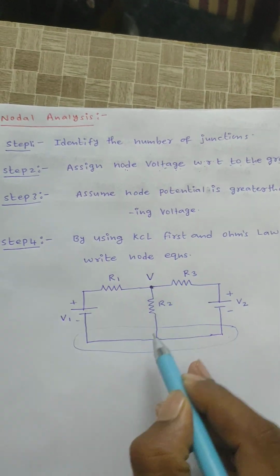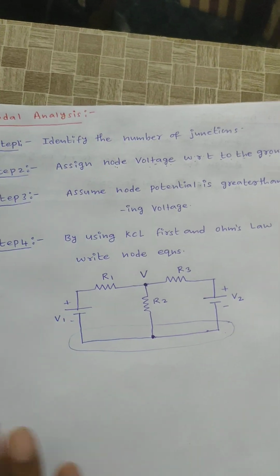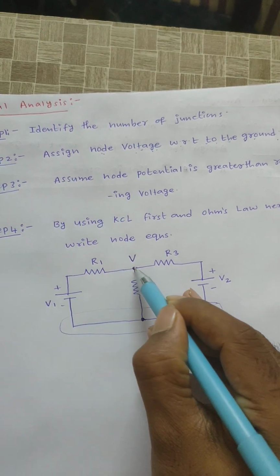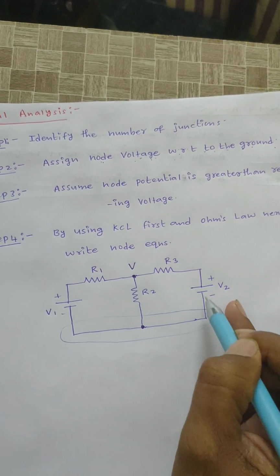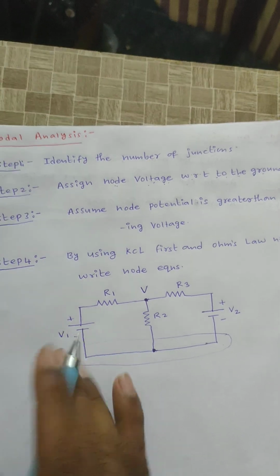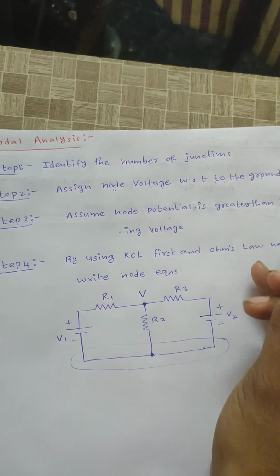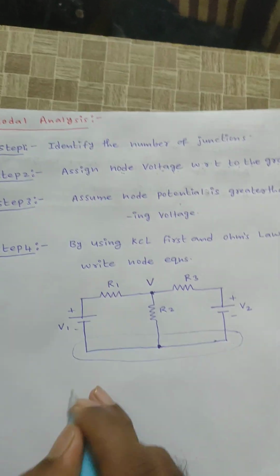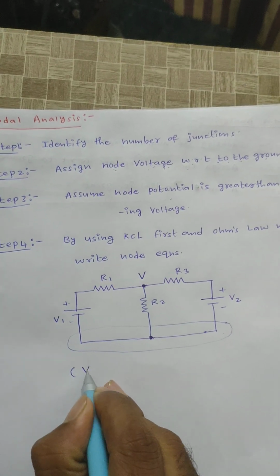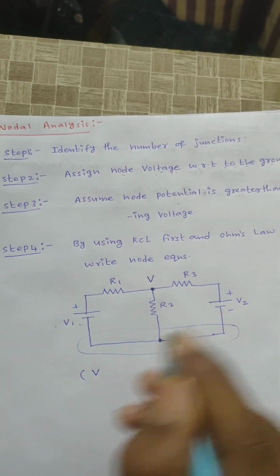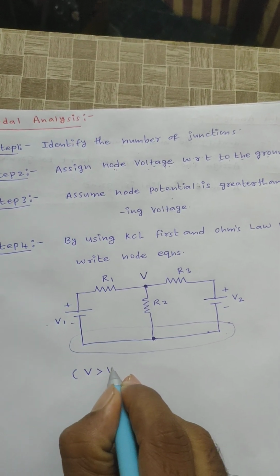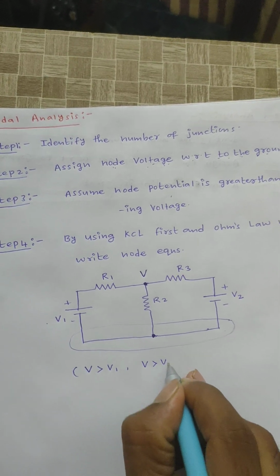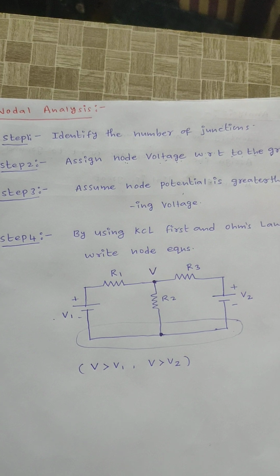Assign node voltage with respect to ground. This is the node voltage with respect to ground. Next, assume node potential is greater than the remaining voltages. What is my assumed potential? V. V potential is greater than the remaining potentials in the circuit, that is V is greater than V1, and V is greater than V2. That is the third step.